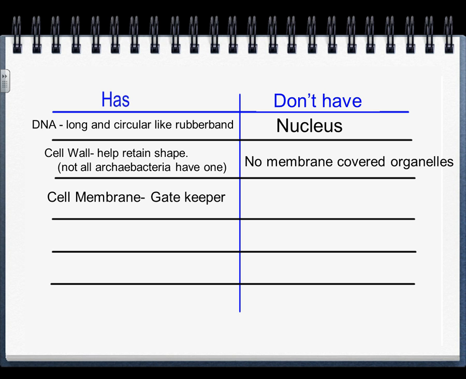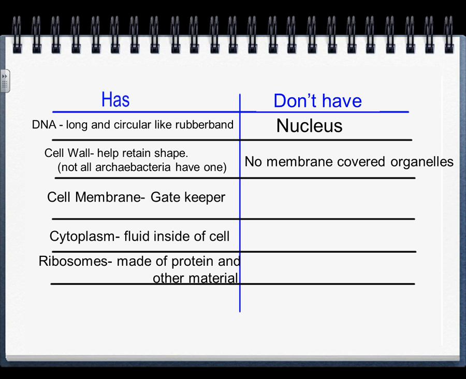It does have a cell membrane as well, and that's the gatekeeper, just like in a eukaryotic cell. It's going to control what comes in and out of the cell. It has cytoplasm, which is the fluid and liquid inside. And it has ribosomes. For this, the ribosomes are made of protein and other materials.